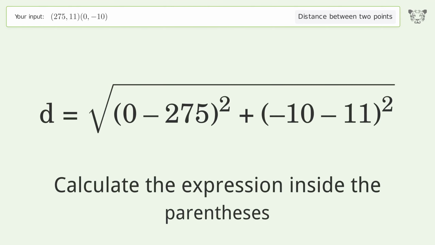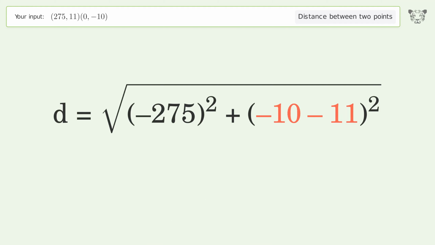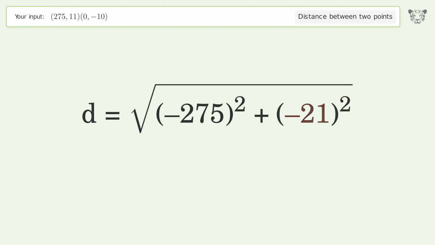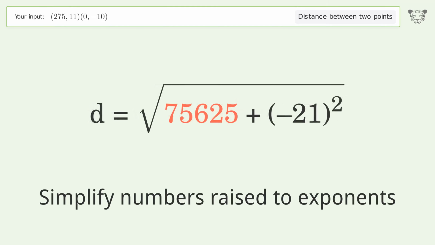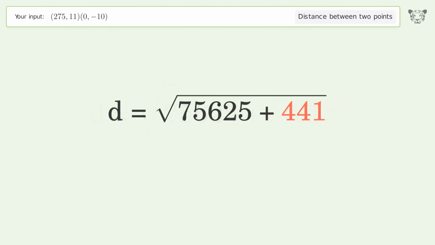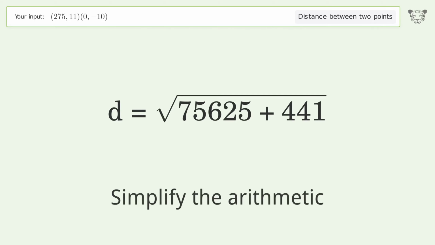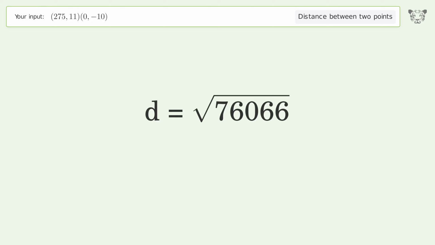Calculate the expression inside the parentheses. Simplify numbers raised to exponents. Simplify the arithmetic. And so the distance between the 2 points is the square root of 76,066, or 275.801.